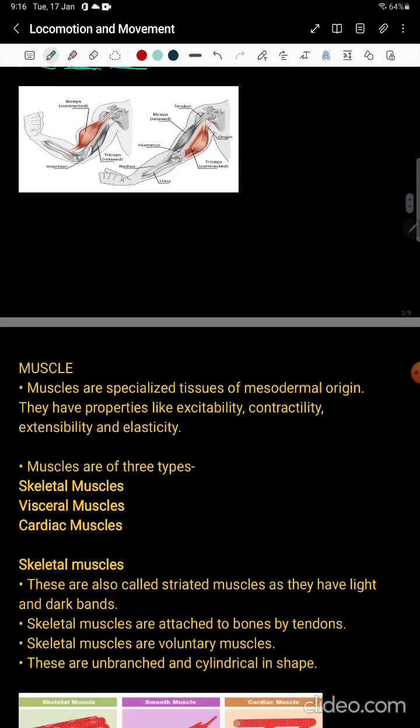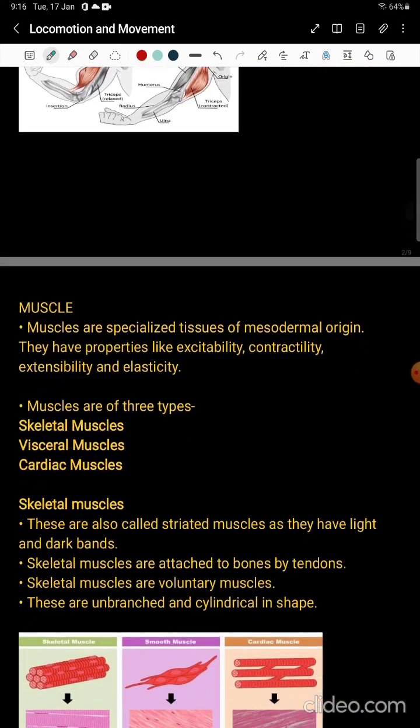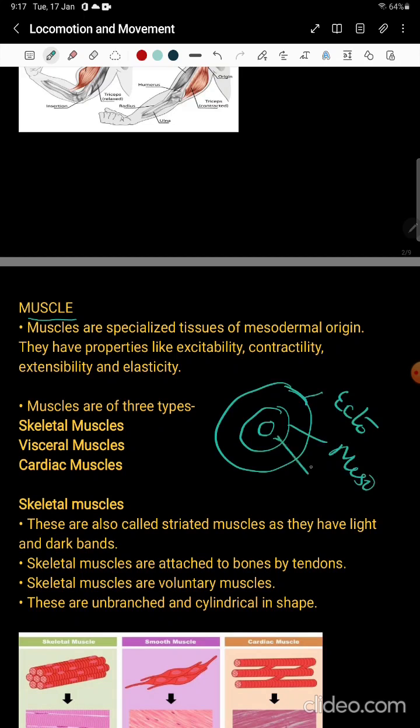Now we are going to study muscles in detail. The muscles are specialized tissues of mesodermal origin. Mesodermal origin means, we have studied the germ layers: the external layer is the ectoderm, the middle layer is the mesoderm, and the inner layer is the endoderm. We already know that. Muscles originate from the mesoderm. That's why even our heart tissues have this mesodermic origin. We have studied about this.